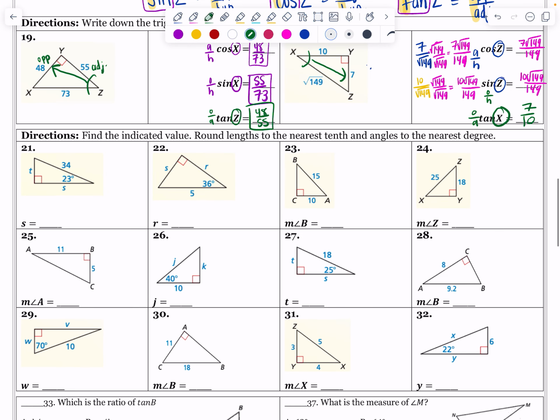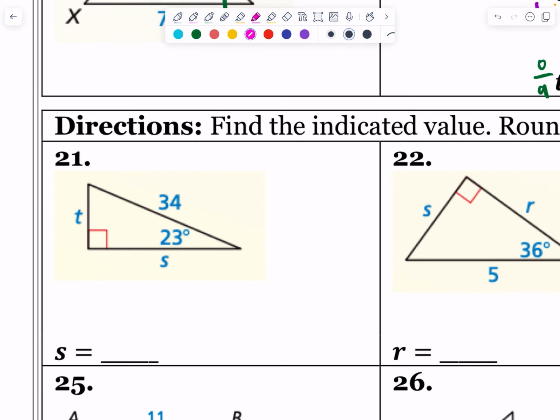The next set of directions says to find the indicated value, round the lengths to the nearest tenth, and round the angles to the nearest degree. So for number 21, I am finding S. The first thing I'm going to do is scribble out T because that's on there as distractor information. We could find T, but it doesn't ask us to, so I'm just going to scribble it out.